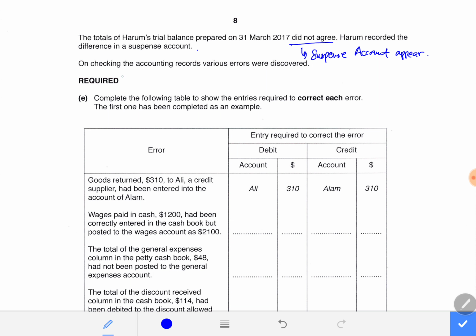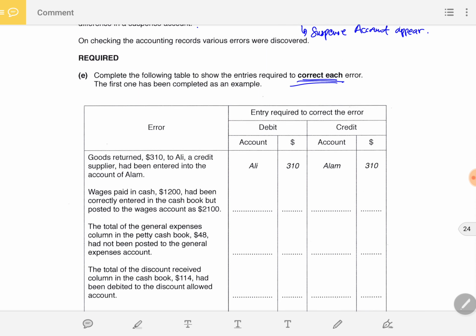On checking the accounting records, various errors were discovered. Complete the following table to show the entries required to correct each error. So you are required to make a correction entry. The first one has been completed as an example. Goods returned $310 to Ali, a credit supplier, had been entered into the account of Alam. And then the entry required to correct the error: debit is Ali and Alam is credit side.